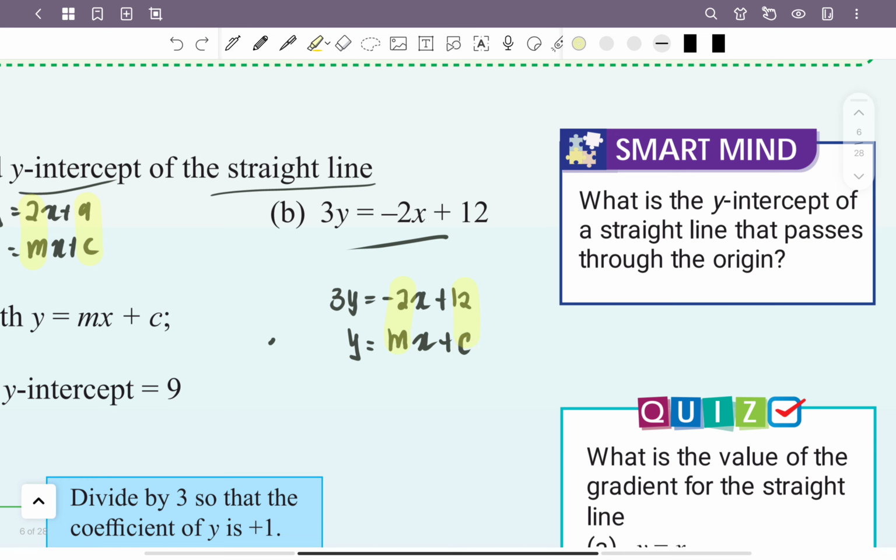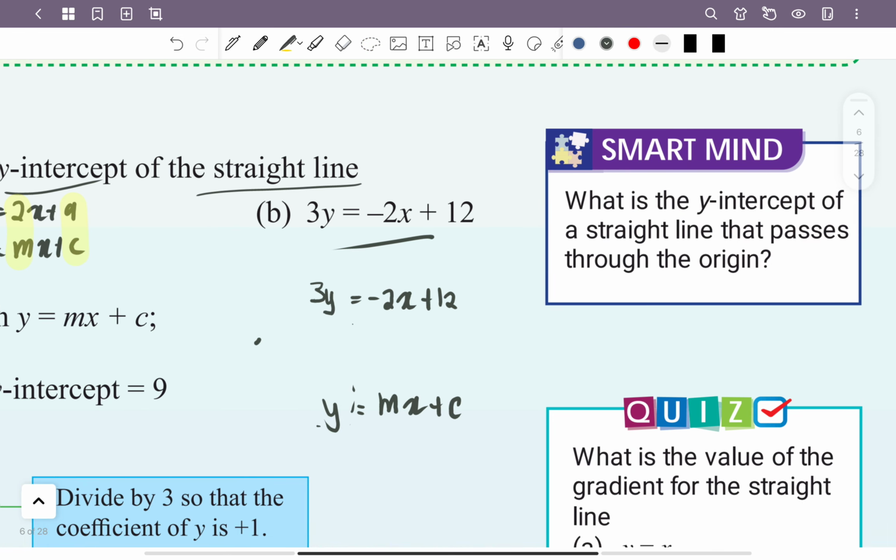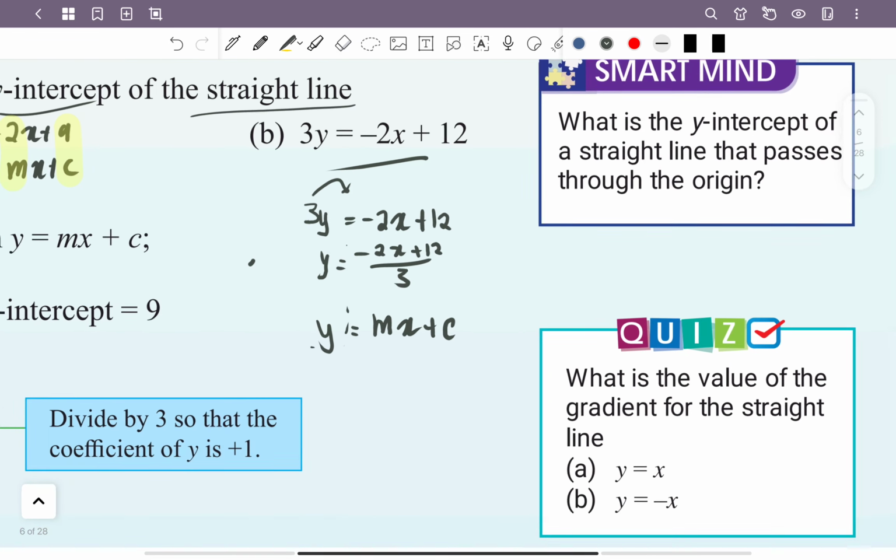Actually wrong, because you need to look at this part. This part is not the same. So we need to make it the same first. So how? It's actually very simple. What you do is you just transfer the y to the other side. So you transfer, it becomes divide. So negative 2x plus 12 over 3. So now it's the same.